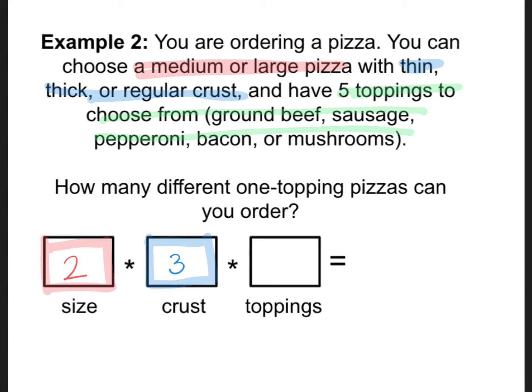And then my last one is toppings. That's my last box. We have 5 options to choose from, so we're going to put a 5 in that box, and then we're going to multiply our numbers together. 2 times 3 times 5, which gives me 30. So total, I could order 30 different pizzas that were all different. One could have thin crust with a large pizza with ground beef, so on and so forth. So there's 30 different options for one-topping pizzas.